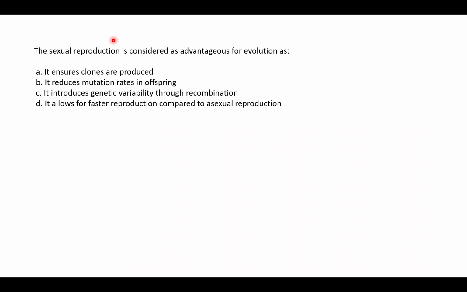Sexual reproduction is considered advantageous for evolution because it ensures clones are produced, or it reduces the mutation rate in offspring, or it introduces genetic variability through recombination, or it allows for faster reproduction compared to asexual reproduction. Which one do you think makes sexual reproduction advantageous for evolution? C. Okay, yes.